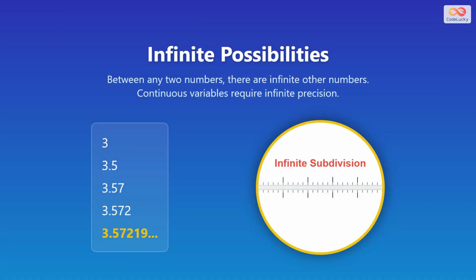This leads to a fascinating concept: infinite precision. Between any two numbers on a continuous scale, no matter how close they are, there is always another number. If you pick 3 and 3.5, there is 3.25 in between. Zoom in further, and you find even more decimal places. Because a continuous variable can be any of these infinite values, we say it requires infinite precision to measure exactly.